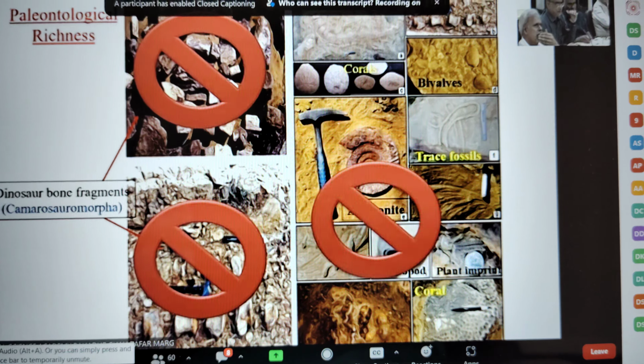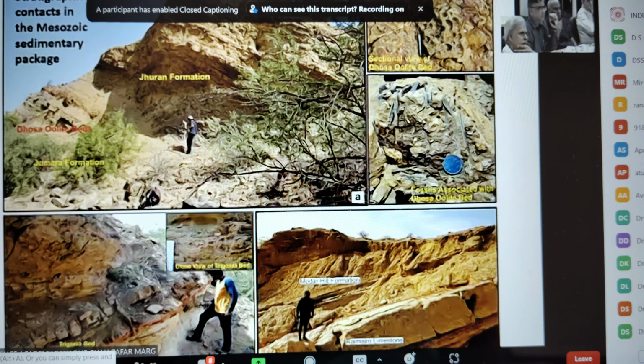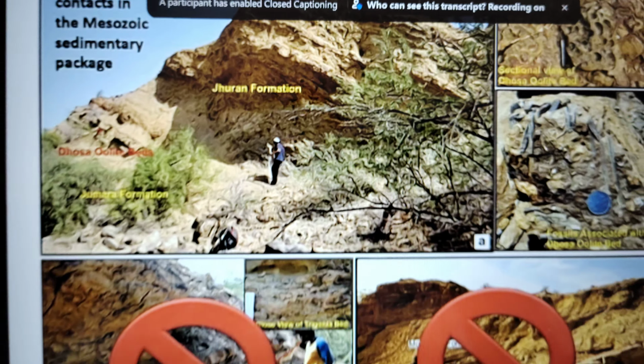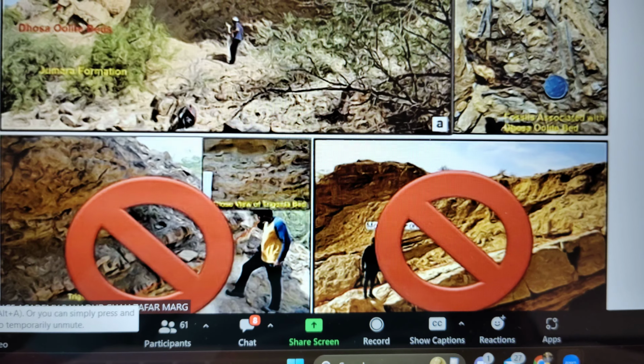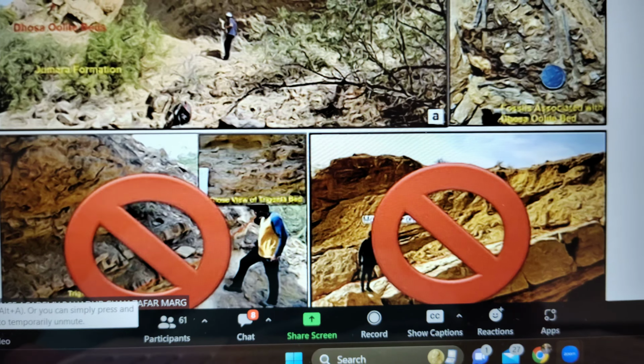Each and every section I am going to describe, but some of the stratigraphical contexts like the Juran and Jumara sections are excellently exposed over here in the form of dolerite. So this is going to be there for several years, if we give it an economic value. Otherwise it is going to be there. But some of the sites are going to be vanished within a few years.